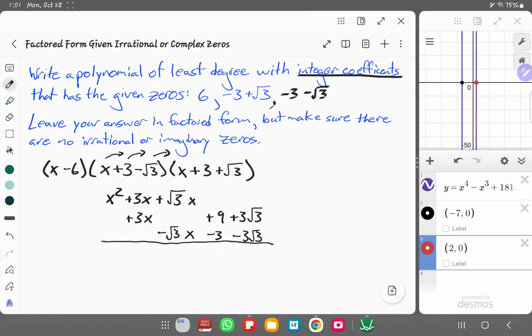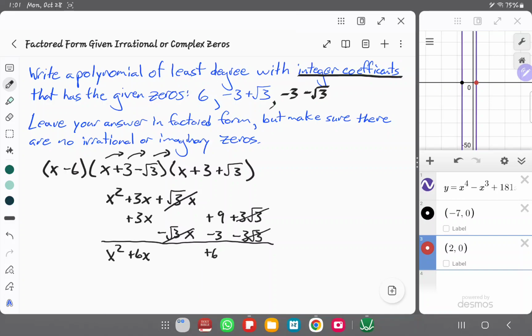And then all of these, I want to combine. So I'm just going to do that vertically. So x squared, we'll get here. 3x plus 3x, that's a 6x. And then this plus root 3x minus root 3x, those are gone. The plus 3 root 3 minus 3 root 3, those are gone. Both of those add up to 0. And then the 9 minus 3, that's just a plus 6.